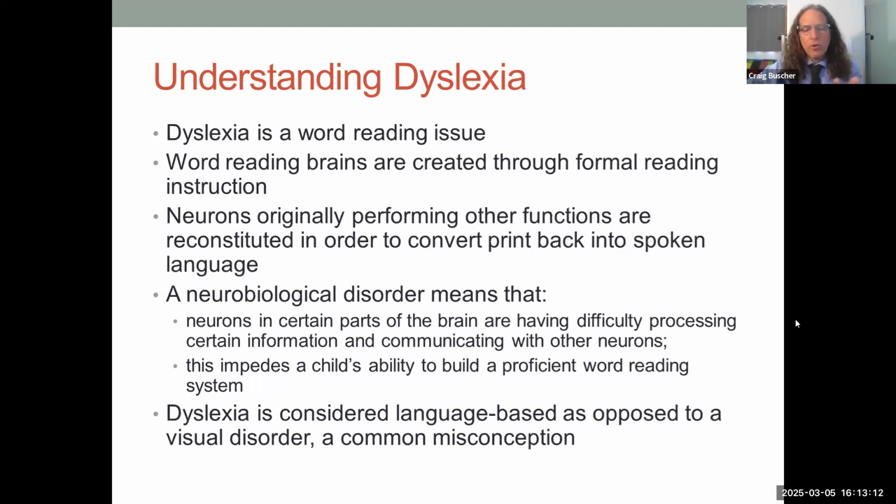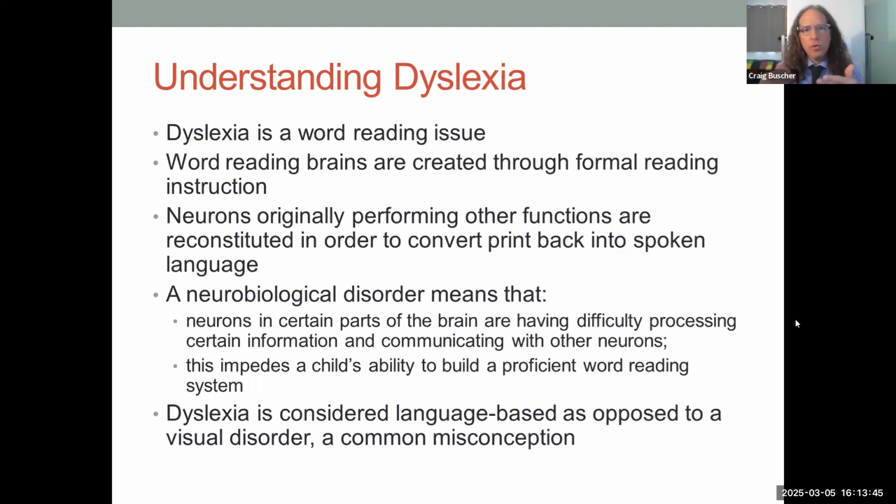In all of this, there is a visual component to reading. However, dyslexia, and this is a really important point, is considered a language-based disorder as opposed to a visual disorder. That's a really common misconception. Often when you hear about dyslexia, it's about letters being backwards and mixed around. From the research, that's not an accurate description of what dyslexia is. So it's considered a language-based disorder.